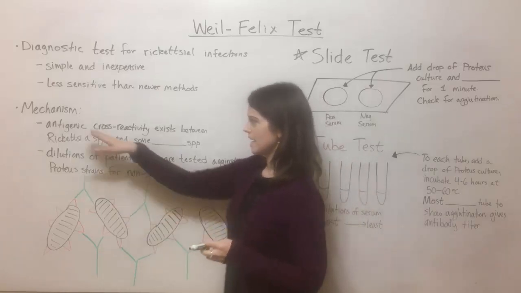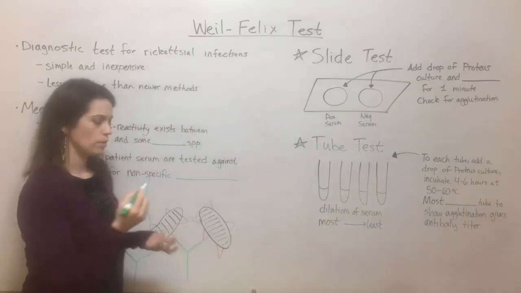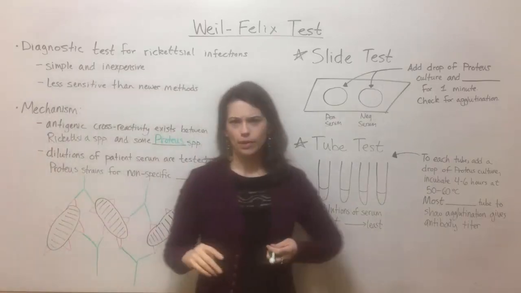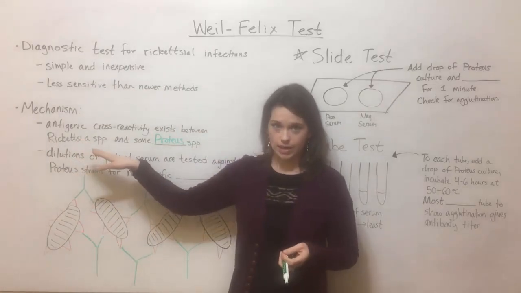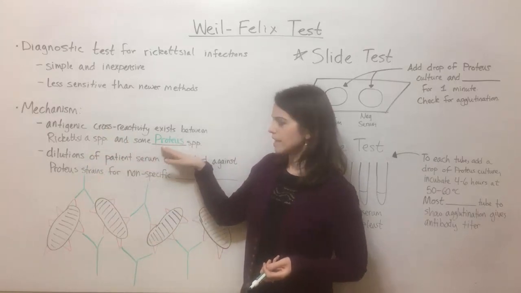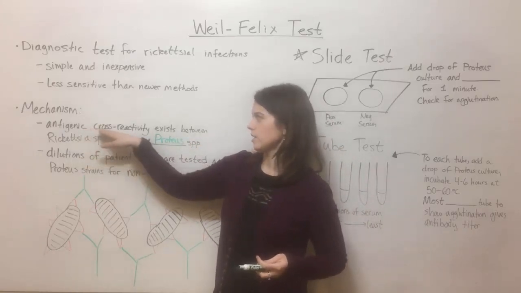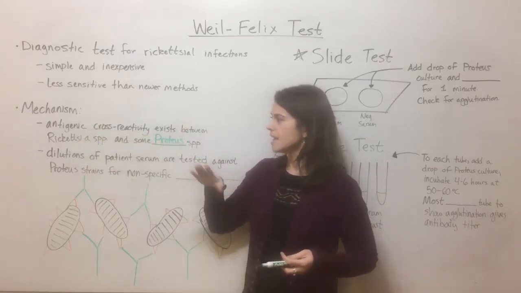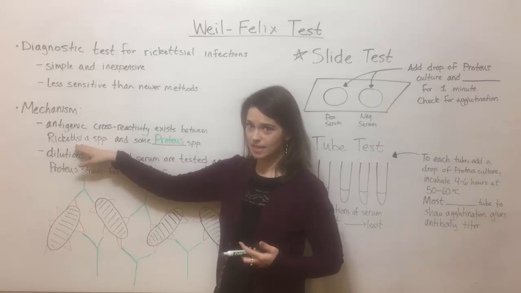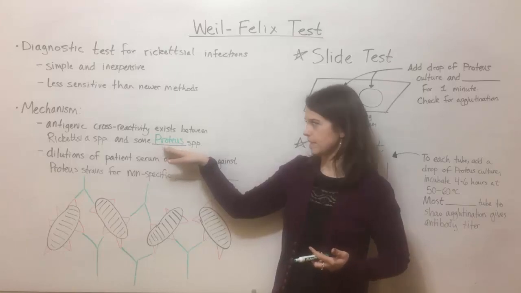It turns out that there is antigenic cross-reactivity between rickettsia species and some proteus species. Let's talk about what this means. So rickettsia is one genus of bacteria that causes diseases like the ones I mentioned earlier, typhus, Rocky Mountain spotted fever. Proteus is another genus of bacteria, but it turns out that there's antigenic cross-reactivity. What this means is that antibodies that were made by an immune system to recognize and fight rickettsia species can also recognize and bind to some proteus species.